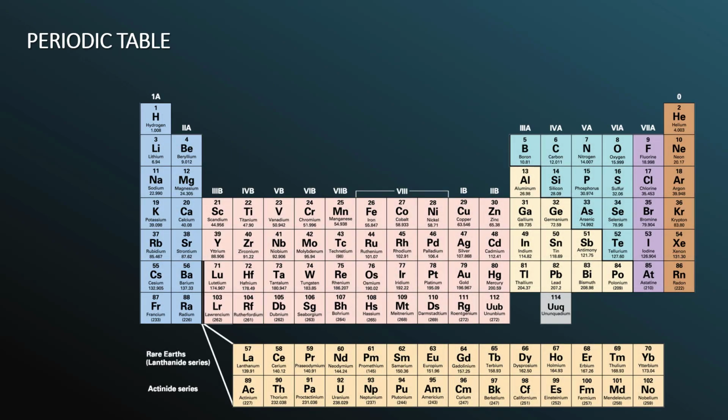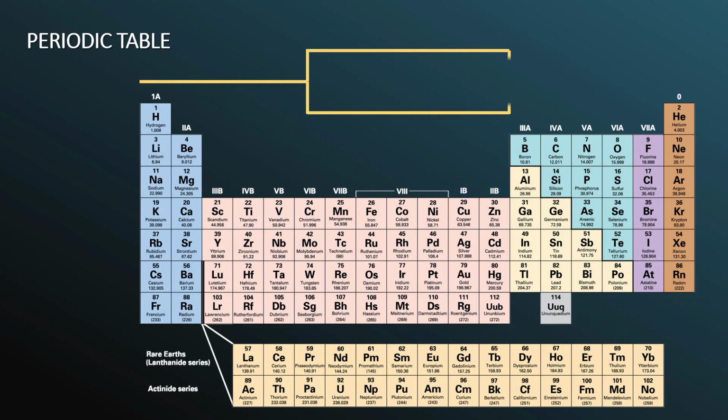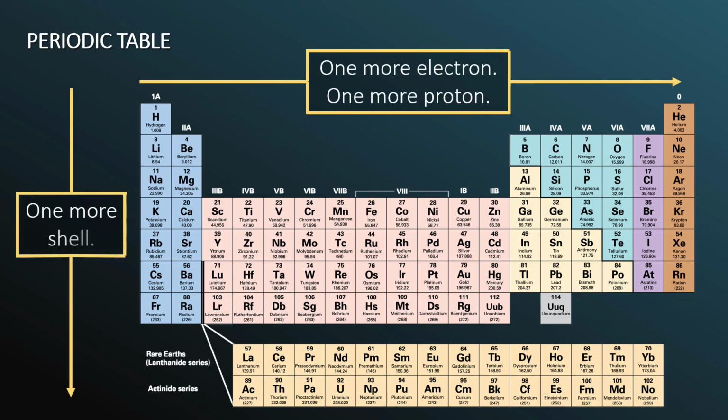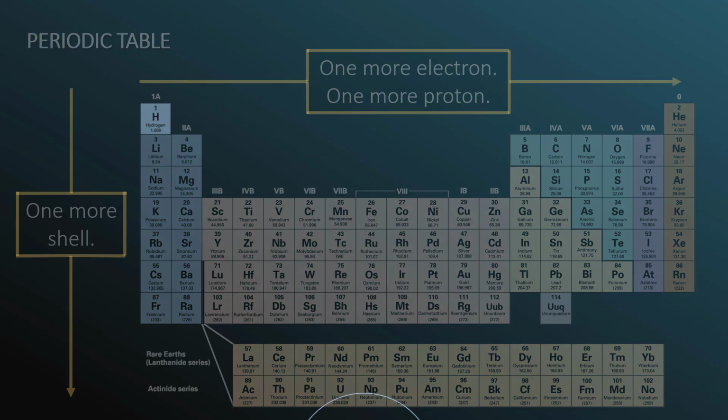So in the periodic table, from left to right, you add one more electron and one more proton. From top to bottom, you add energy shells. So as you go down the periodic table, you get an additional energy shell. And also, just another rule of thumb, in general, atoms decrease in size as you go from left to right.